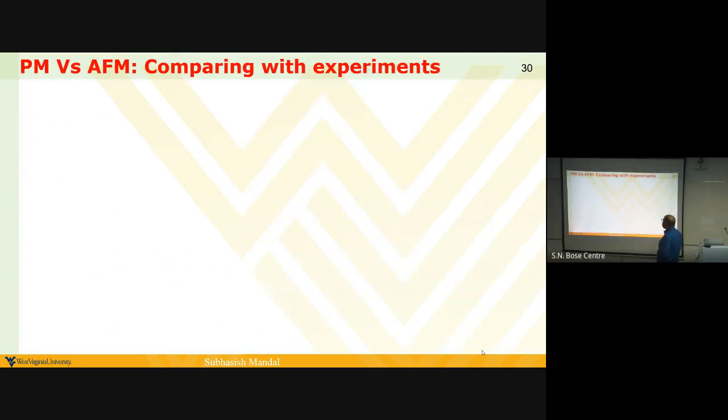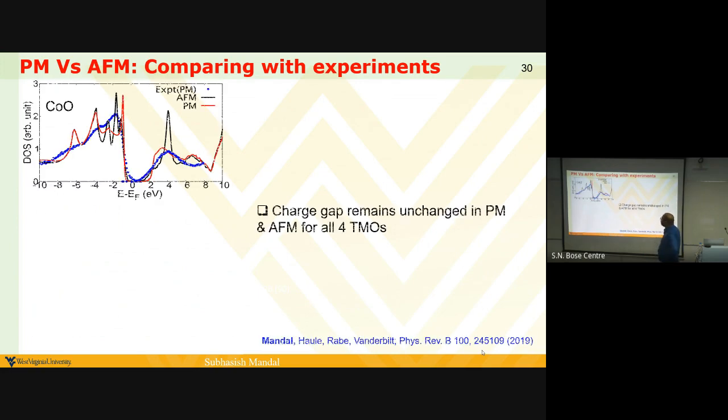Now, DMFT can actually consider the paramagnetic phase. So we can actually compare between the paramagnetic and antiferromagnetic phase. For the cobalt oxide, if you see the paramagnetic and antiferromagnetic phase, the gap size remains unchanged.